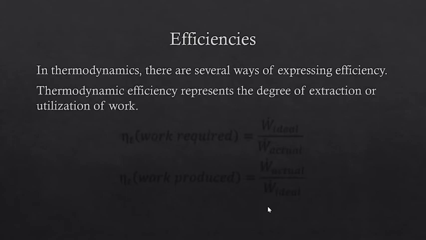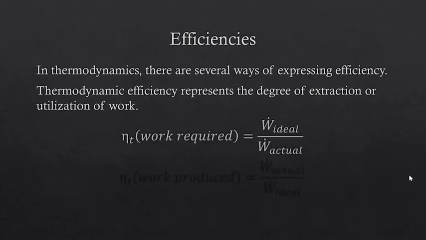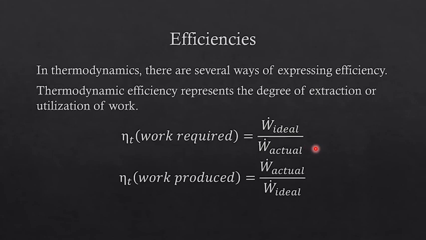First, we have thermodynamic efficiency. This represents the degree of extraction or utilization of work and is based on our previously presented definition of ideal work. For systems that require or use work, the thermodynamic efficiency is ideal work over actual work. For systems that produce work, it's the reciprocal. It's actual work over ideal work. Basically, the larger quantity is always at the denominator. This measure of efficiency is based on the reversibility of the system, such that a higher thermodynamic efficiency means that a process is nearing reversibility.